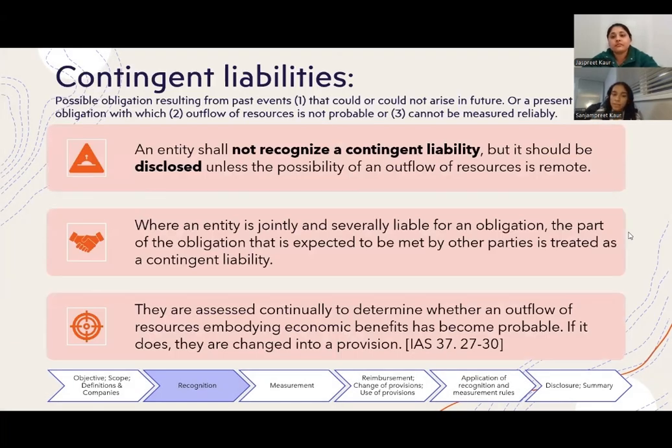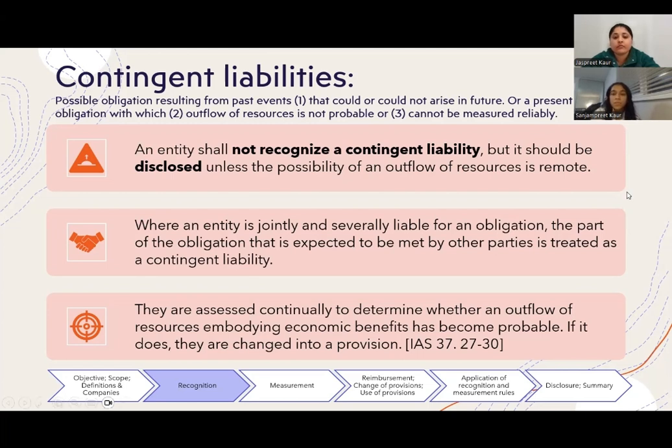So contingent liabilities, as Ishmeen walked us through them. A contingent liability is not recorded on the financial statements. These are disclosed instead, unless the possibility of the outflow of resources is very remote for the entity. And these are assessed regularly so that the company has enough information, and when this contingent liability becomes probable, so there's more than 50% chance of this obligation and outflow of resources, we just turn it into a provision.